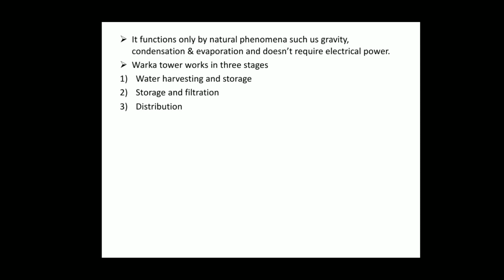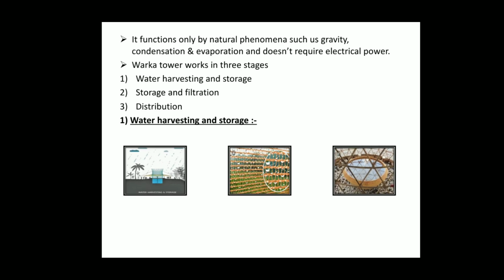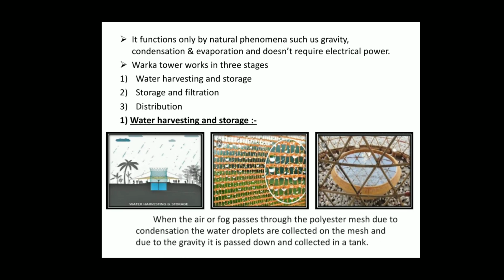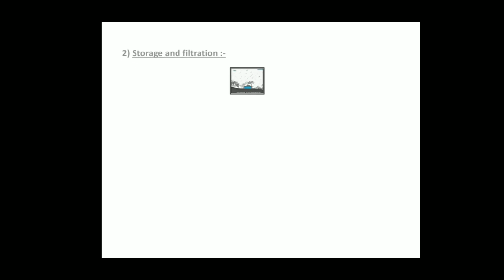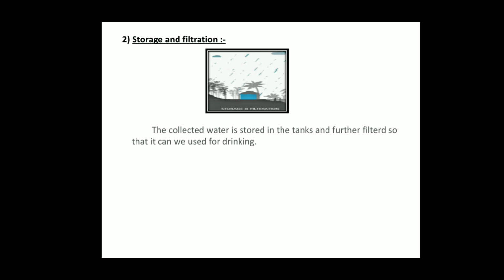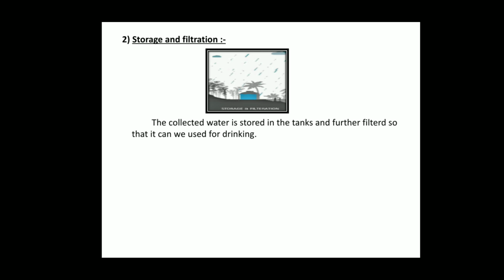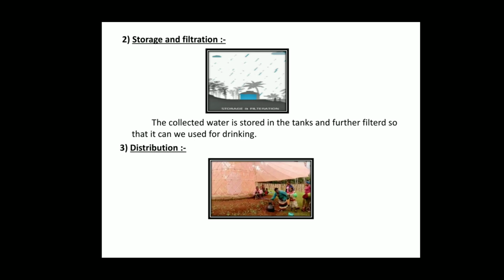Now let's see what is water harvesting and storage. As you can see in the figures, first, water harvesting and storage. When the air or fog passes through the polyester mesh, due to condensation the water droplets are collected on the mesh and due to gravity, it is passed down and collected in the tank. Next, storage and filtration. The collected water is stored in the tanks and further filtered so that it can be used for drinking. Distribution. Finally, the filtered water is used for drinking, gardening, etc.